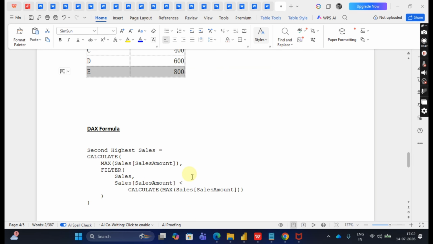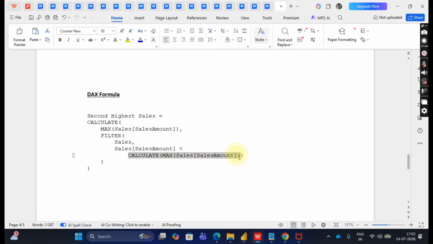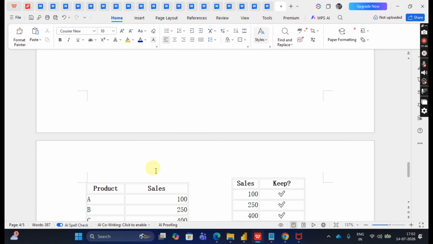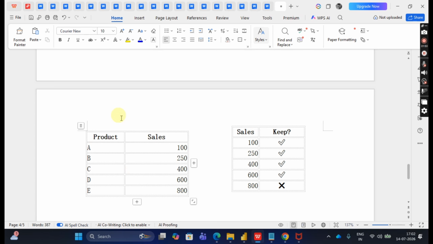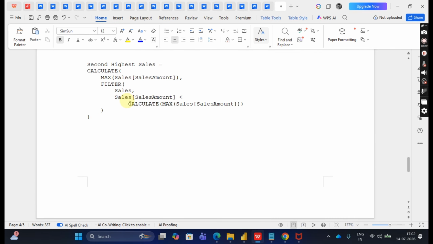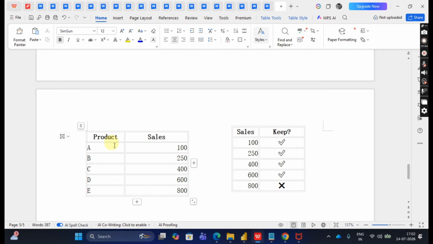So the highest sales value is 800, right? The filter condition now becomes sales amount is less than 800. Power BI will check each and every row in the table. First, 100 is less than 800? Yes. 250, is it less than 800? Yes. 400, less than 800? Yes. 600, less than 800? Yes. 800, is it less than 800? No. So it fails in the last condition.